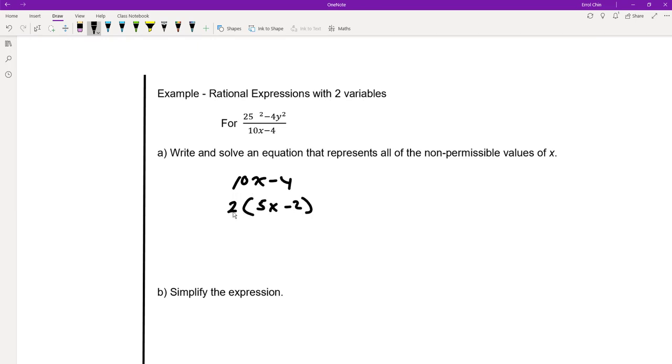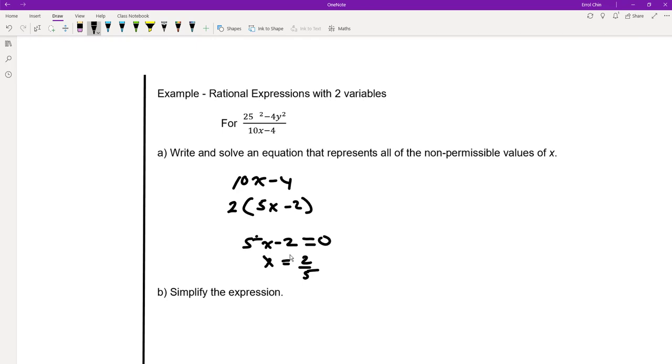Well, if I set this to 0, that doesn't make a whole lot of sense because it's just a number already. So there's no issue because there's no variable. Whereas 5x minus 2, we can set that equal to 0. And we're going to say that x is equal to 2 over 5. If we allowed it to equal 2 over 5, that would set it equal to 0.